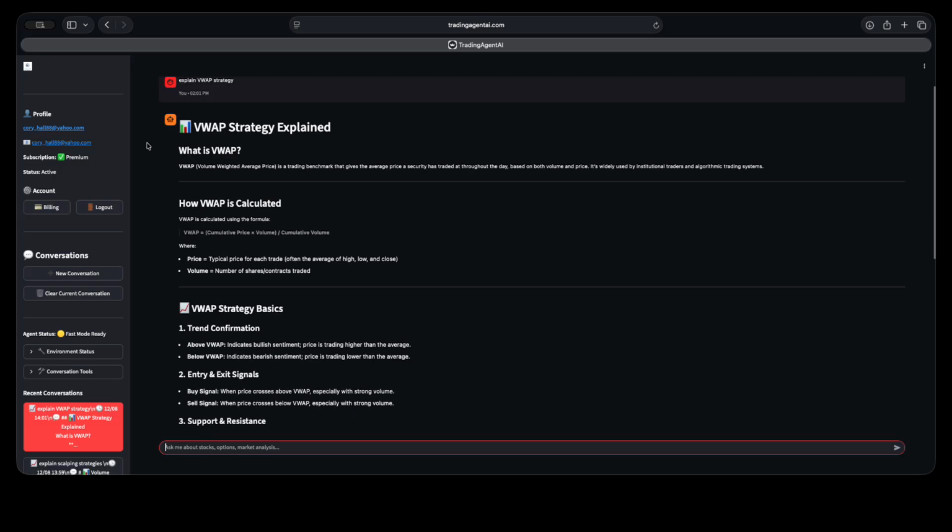So, VWAP strategy explained. First, what is VWAP? VWAP is the volume weighted average price. It is a trading benchmark that gives the average price a security has traded at throughout the day, based on both volume and price. It's widely used by institutional traders and algorithmic trading systems.